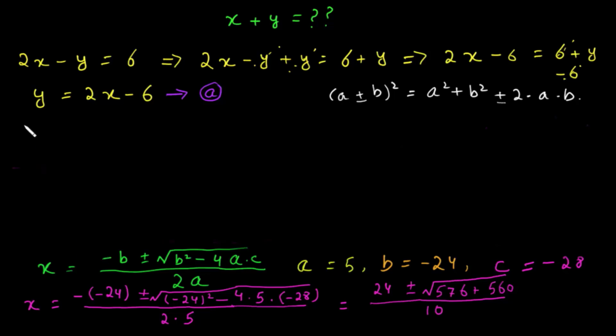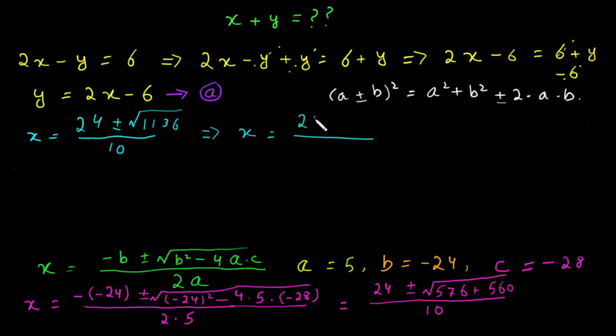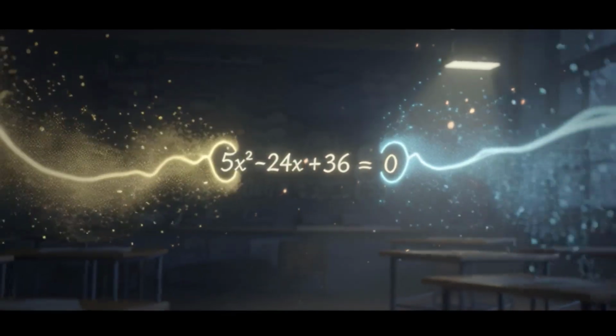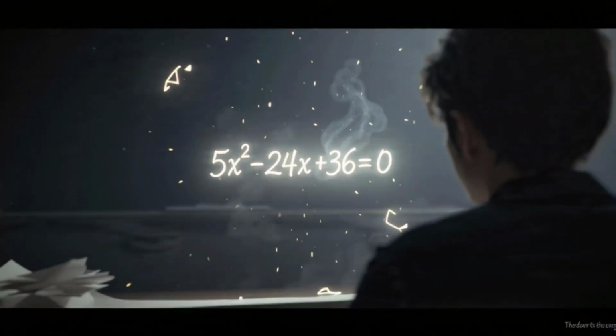So x is equal to 24 plus minus, and this, by adding 576 and 560, will be equal to 1136, having square root, divided by 10. After taking its square root, the value of x will be equal to 24 plus minus 33.70 approximately, divided by 10, and there it is, two possible values of x, because as we know every quadratic hides two doors.